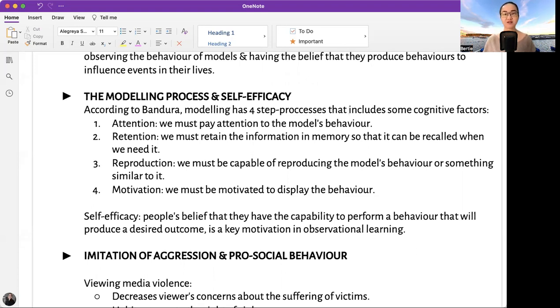Self-efficacy: people believe that they have the capability to perform a behavior that will produce a desired outcome. It's a key motivation in observational learning.